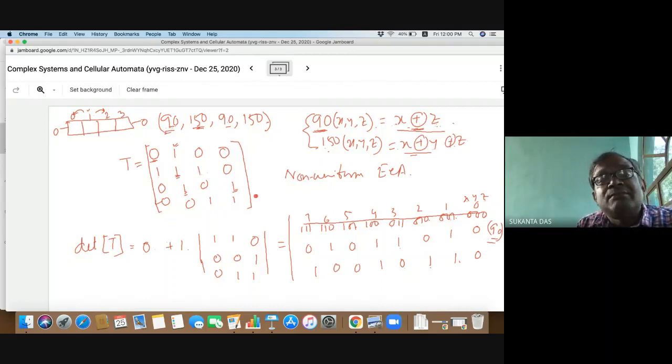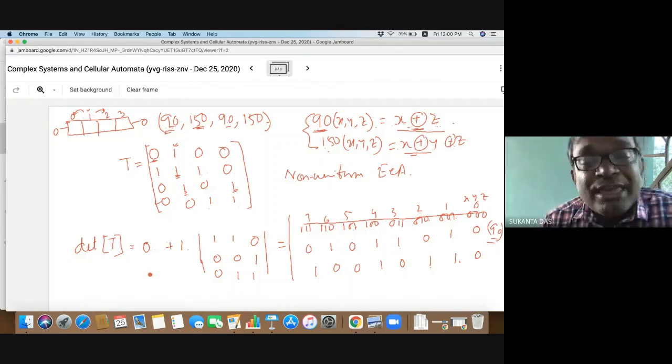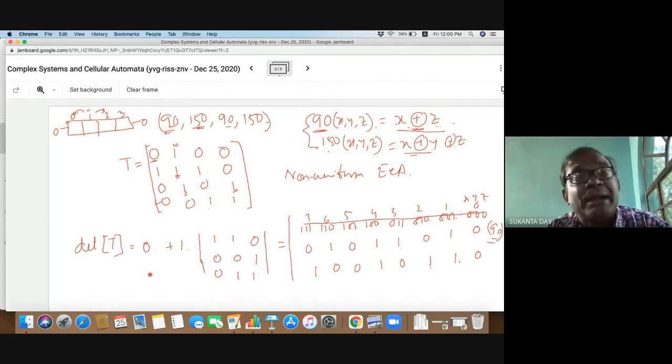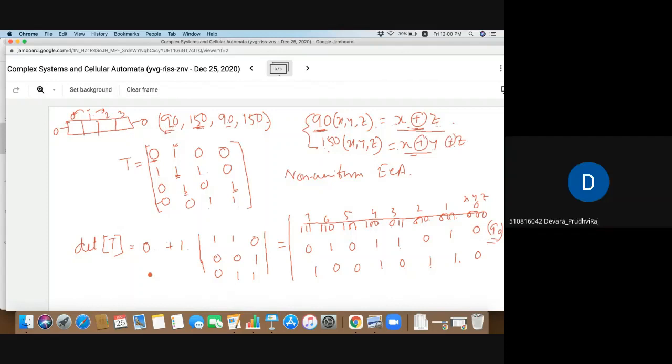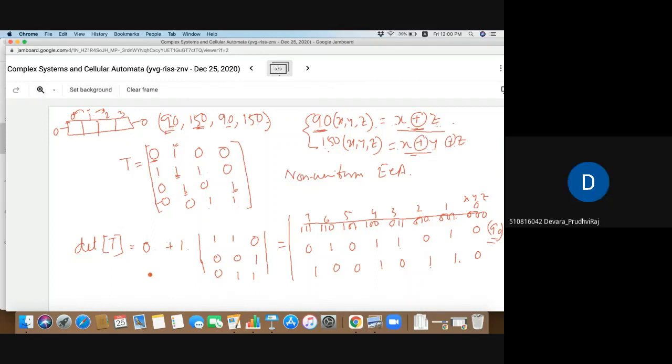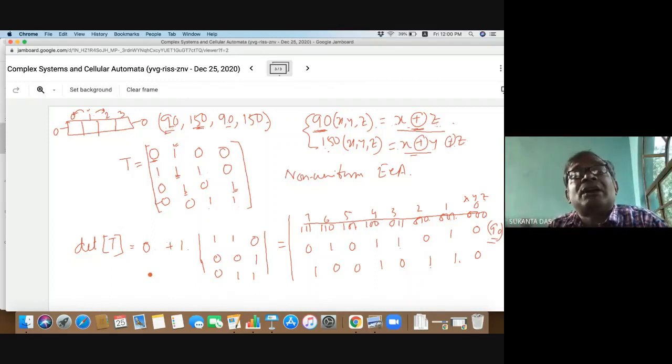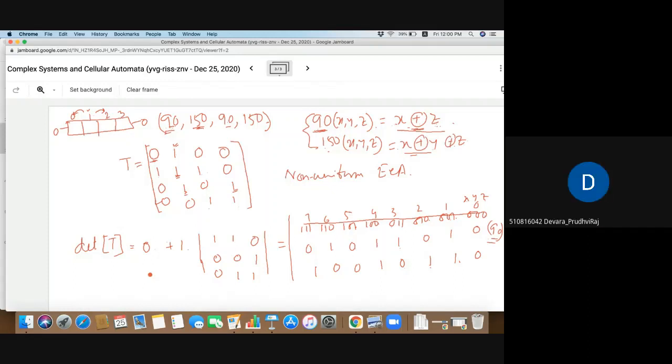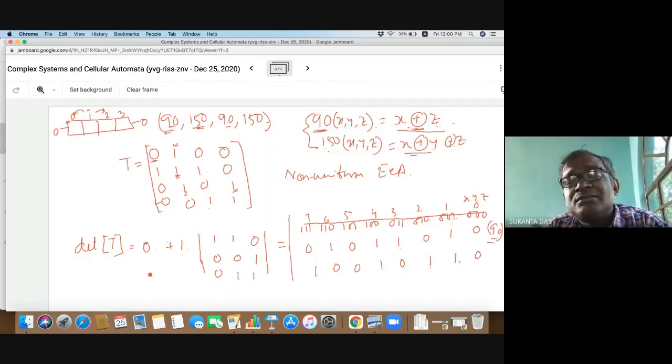And finally, cell number 4, rule 150. It depends on itself, the left neighbor, and the right neighbor. So 1 1, but the right neighbor is 0. This is the null boundary condition. So 1 1. This is the way of getting the matrix in this case. In one lecture I discussed how to get this matrix for other rules. But for this kind of CA, binary CA, we can get the T matrix in this fashion.